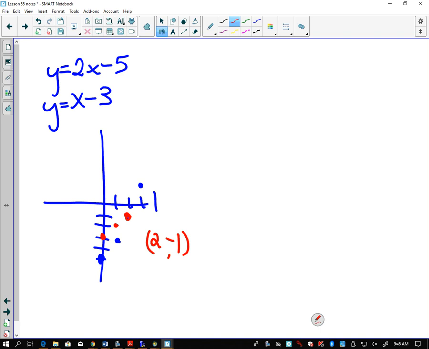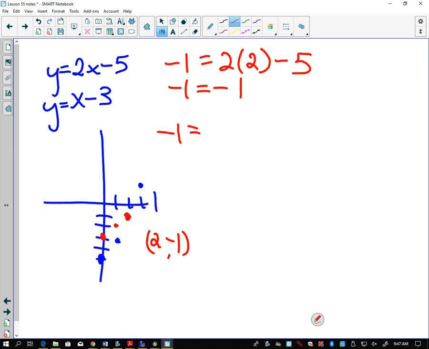Okay, but then it says check that solution. So what I'm going to do is I'm going to come up here to the first equation. I'm going to say negative 1 equals 2 times 2 minus 5. All right, well, what's 2 times 2? 4. What's 4 minus 5? So does negative 1 equal negative 1? Okay, that works.